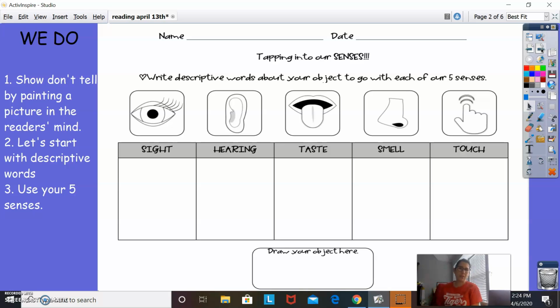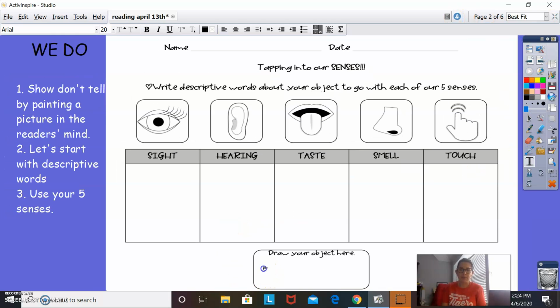So I'm going to pick an object that I want to describe to you. And that object is my water bottle that is sitting here at my desk. So I'm going to write water bottle here. I know that it says draw your object here, but you're going to actually write the words. Okay?